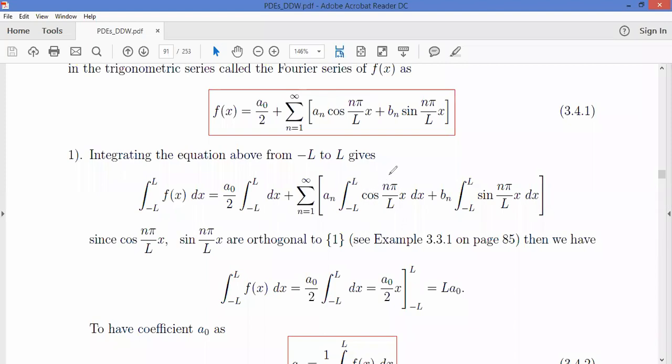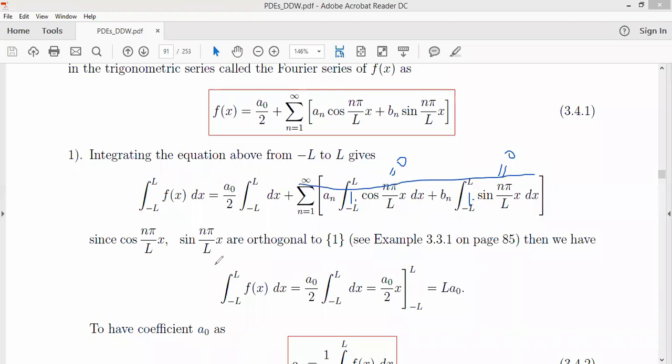Because of that, integrating this whole term will give you 0 from minus L to L. Of course, the an is there, but 0 times that is 0. This one here will also give you 0. Remember, there is a 1 dot here, and also a 1 dot there. So this term will basically vanish to 0, implying you only remain with this and that.